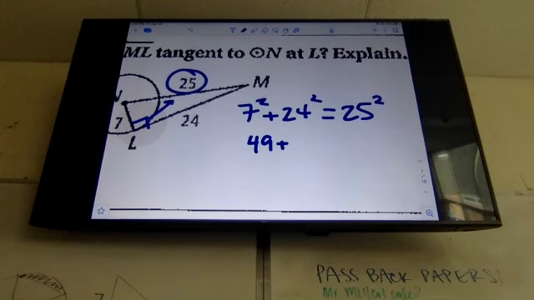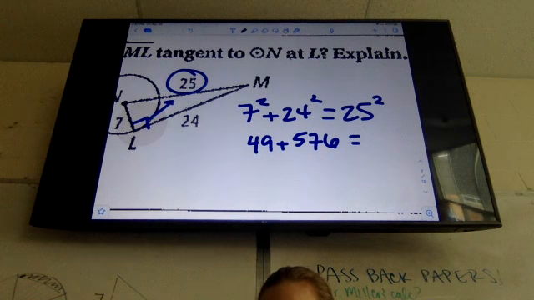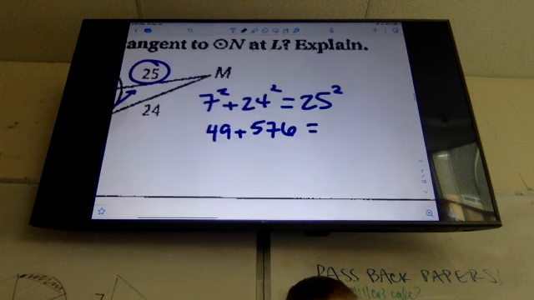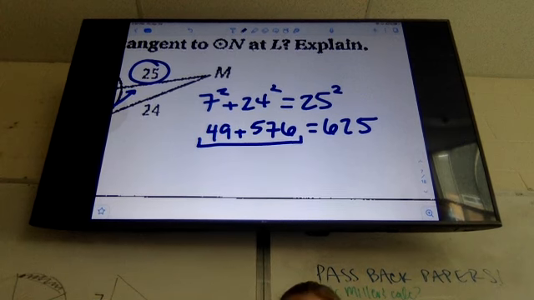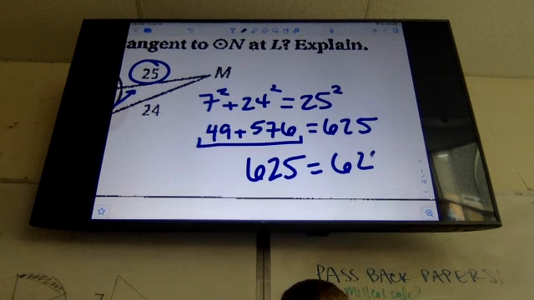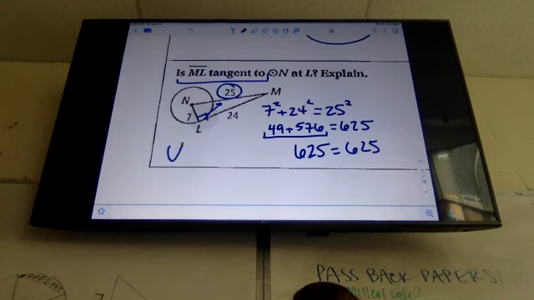So 49 plus, I don't know what 24 squared is. It's 576. And 25 squared is 625. Okay, I'm going to add 576 plus 49. Oh, and that's 625. So is this tangent? Yeah. I'm going to say yes. That's my answer. Yes.